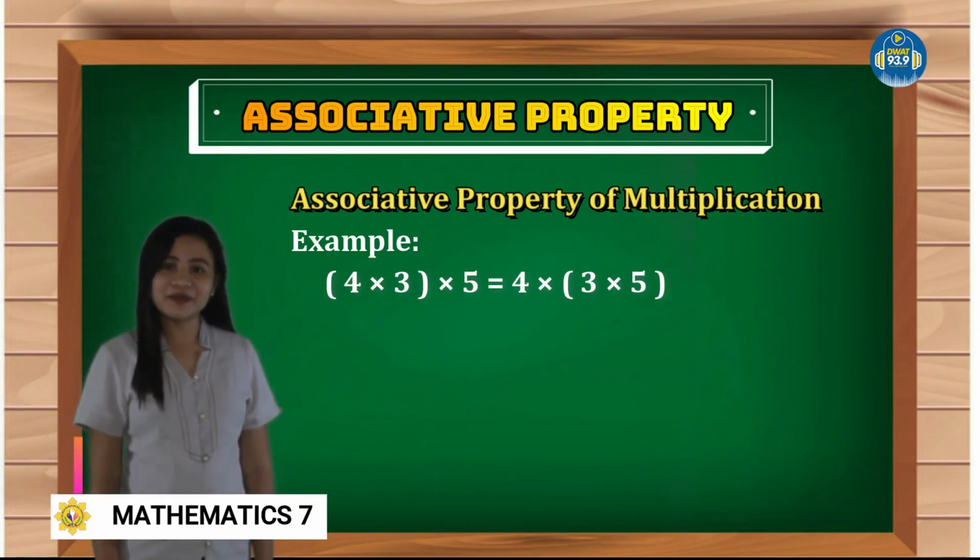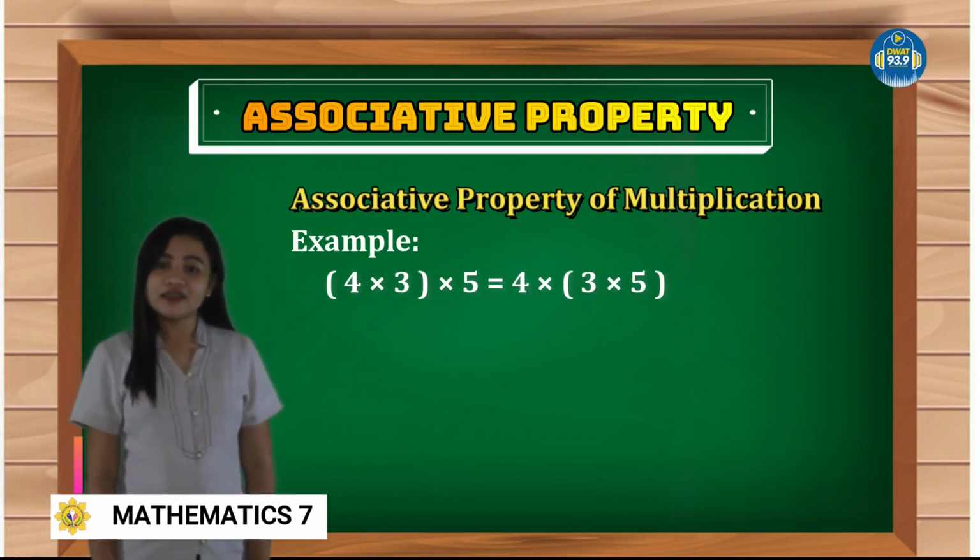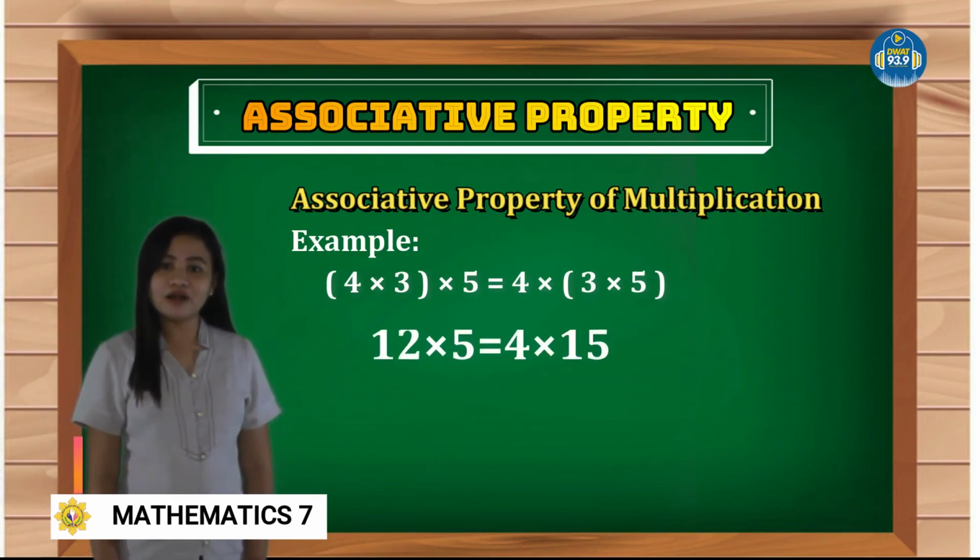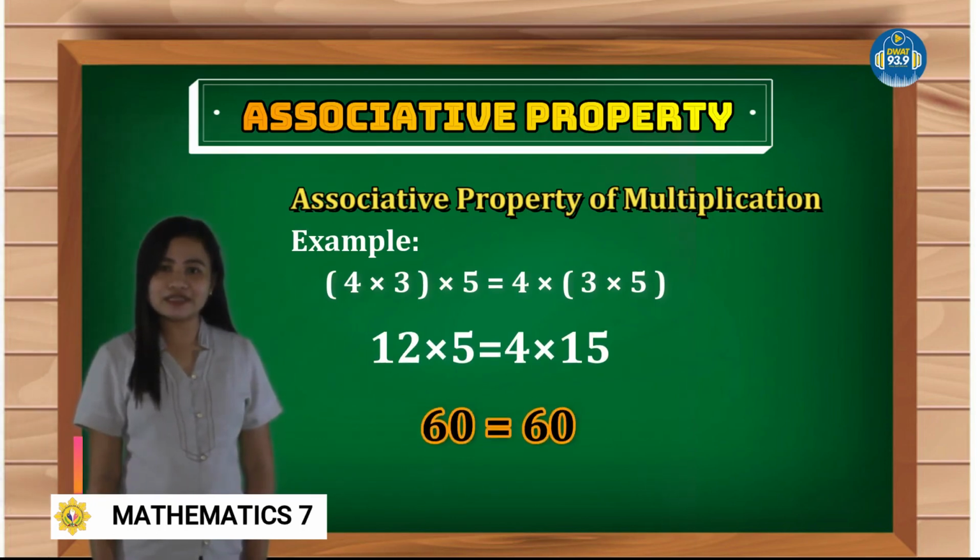Let's check. On the left side, the quantity of 4 times 3 times 5 is equal to 4 times the quantity of 3 times 5. 12 times 5 is equal to 4 times 15. And we obtain 60 is equal to 60.